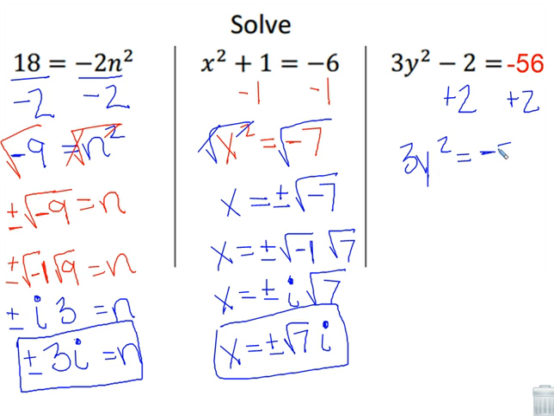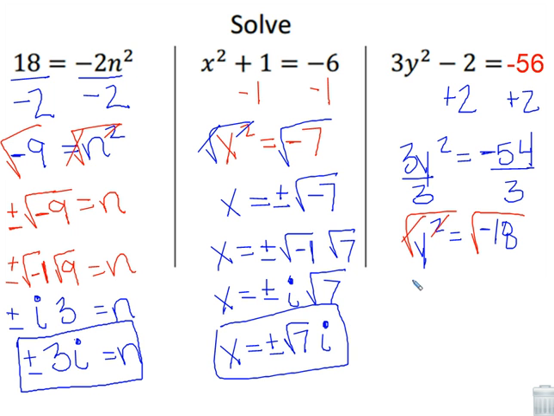And we would get negative 54. Okay, lastly, or next, we can divide by 3. That would give us negative 18. And to get rid of a power of 2, we square root both sides. Boom, boom. All we're left with is y. And remember, we took the square root of both sides, so it is plus or minus.